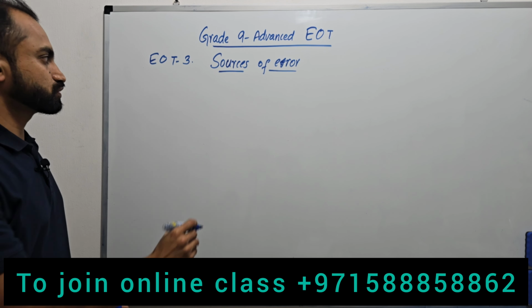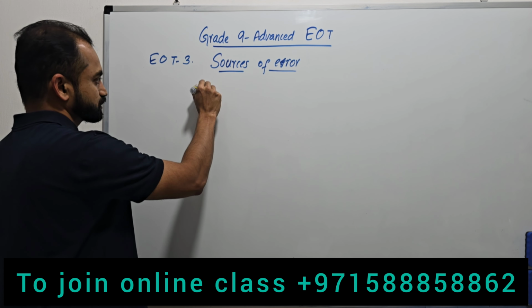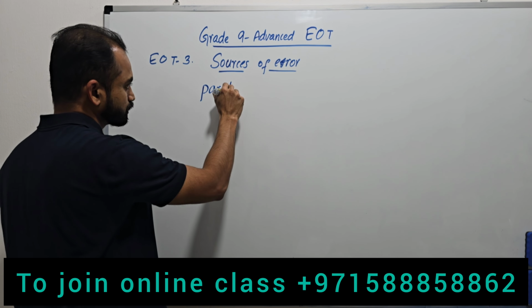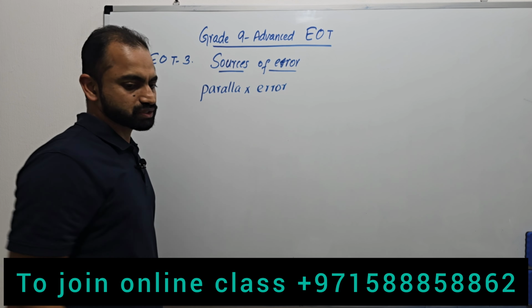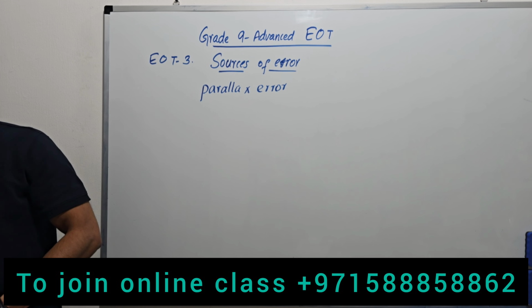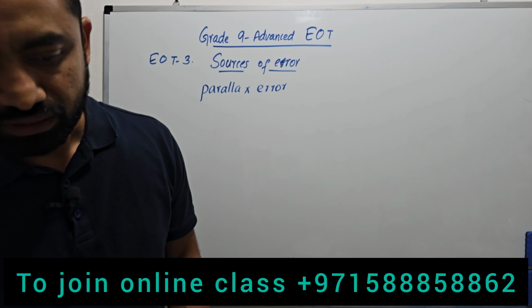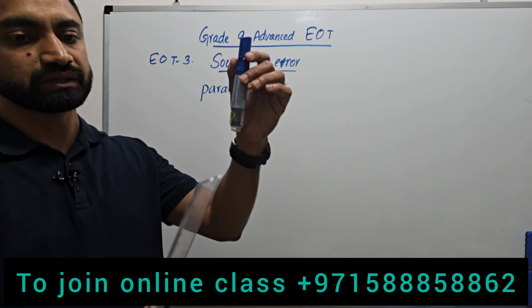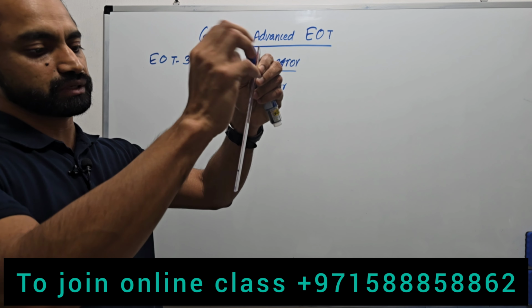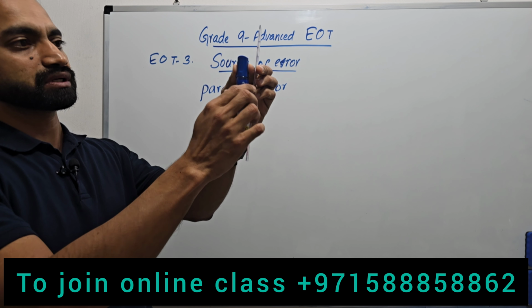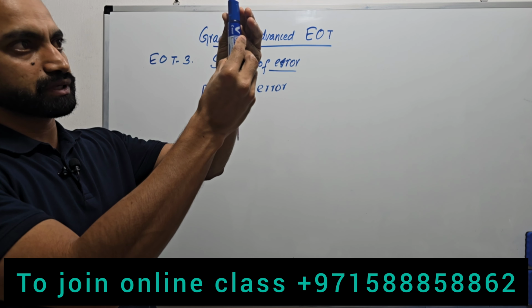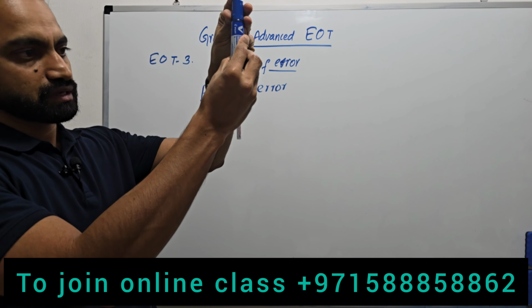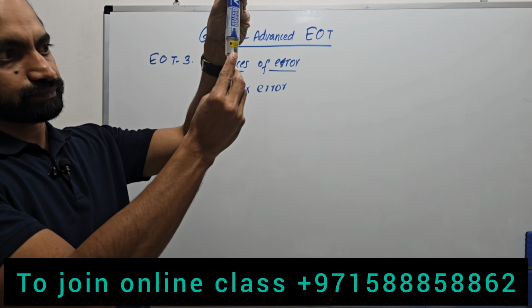The common sources of error, one is parallax error. What is the meaning of parallax error? For example, if we have a ruler and I am measuring the length of this marker using this ruler, I am starting from here, keeping it at a 0 and starting like this.